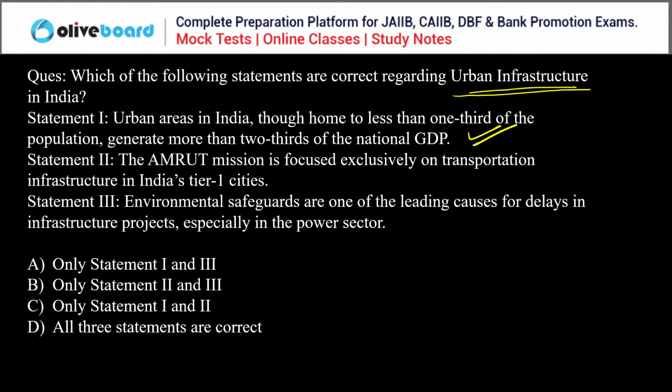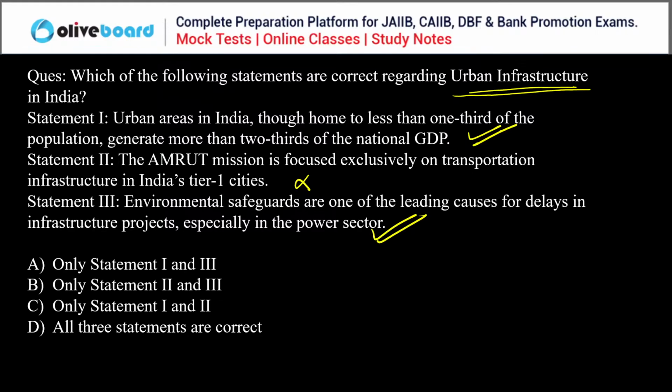Second, the Amrut mission exclusively focuses on transportation infrastructure in tier 1 cities. No. They are not only exclusively for transportation infrastructure. First of all, they are actually in different areas. They help in basic infrastructure improvement. The Amrut mission is for improvement in basic infrastructure, like water supply, sewage, urban transport, everything is included. So they are not only limited to transportation or tier 1. No, they have covered a wider range of cities and wider areas to work.